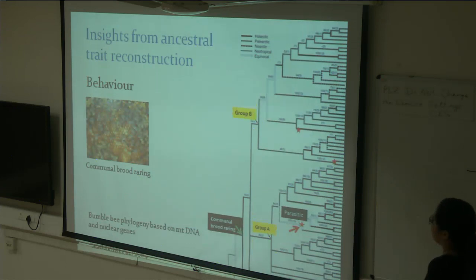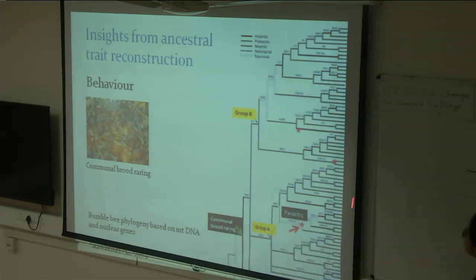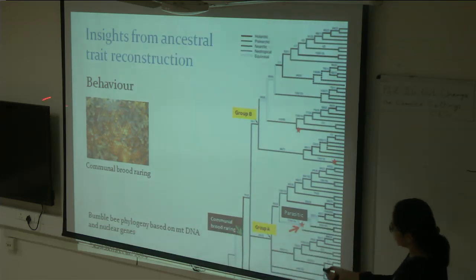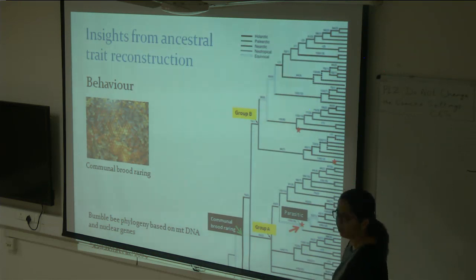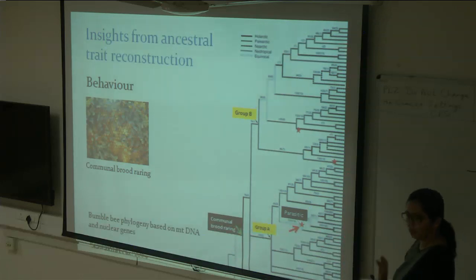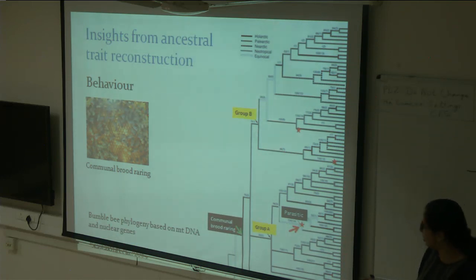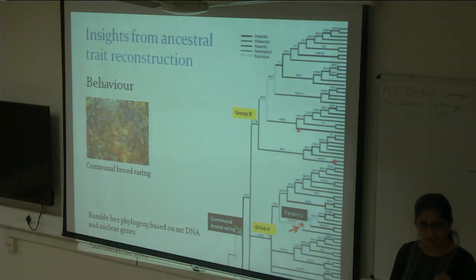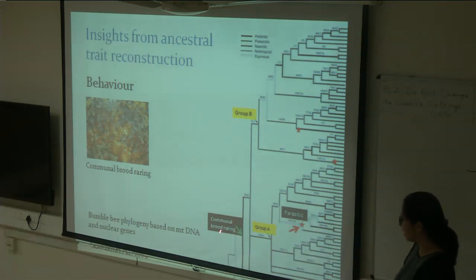So this is the phylogenetic tree for a bumblebee. It's one particular group of bumblebees. Here, the authors were interested in trying to understand one particular behavior which bumblebees show, communal brood rearing. So they had the data for all the tips here: whether the species participate in communal brood rearing or not. And when they did the ancestral trait reconstruction, they found the ancestor for all these bumblebees had a trait which was inherited by all the species. So the ancestral trait was communal brood rearing. There are a few species where this trait was lost, but this was the ancestral trait.